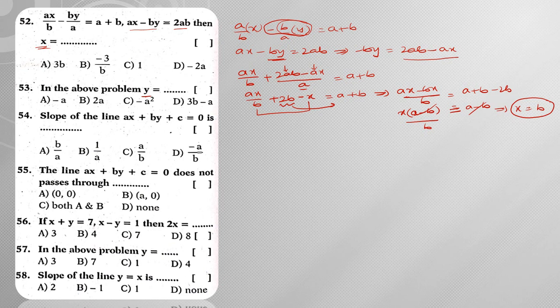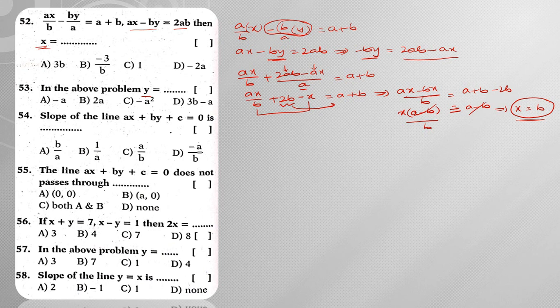So is there any mistake here? Minus by is equal to 2ab minus ax, the same thing. So in the place of minus by, if I substitute 2ab minus ax, I am going to get 2b minus x. Now from this, (ax minus bx) by b is equal to a plus b minus 2b. So I am going to get x is equal to b here.